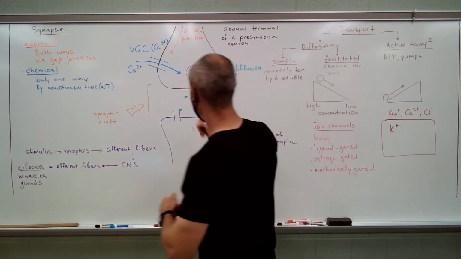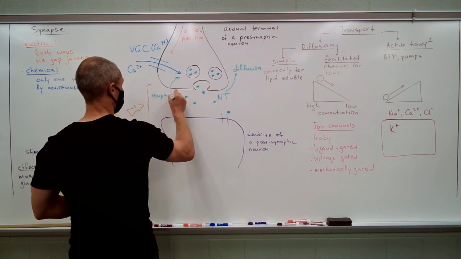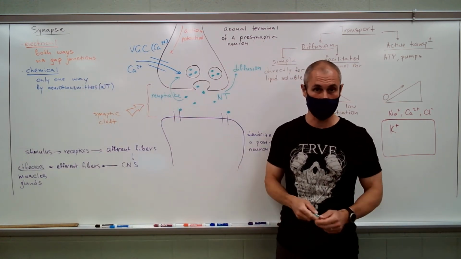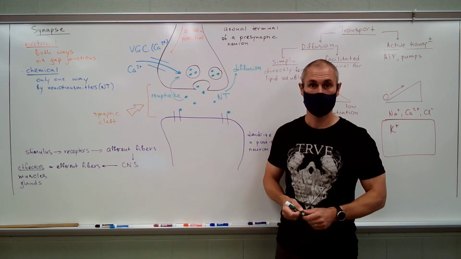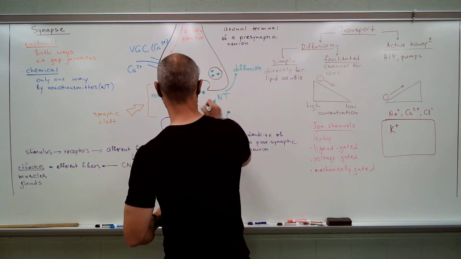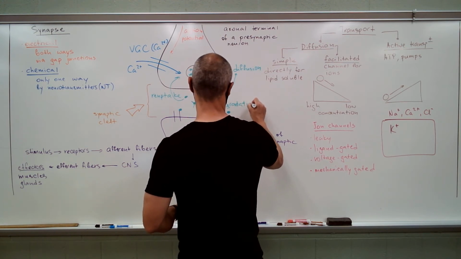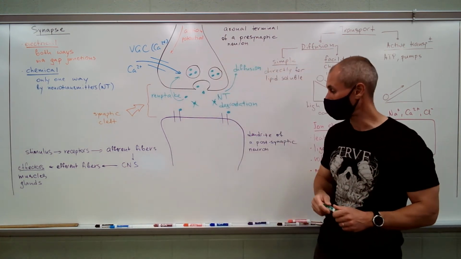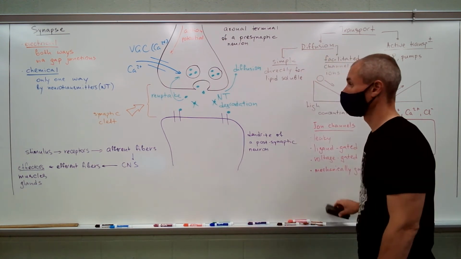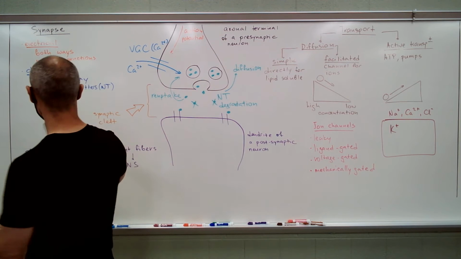Another way is to take it back. It's called reuptake. Okay? Also pretty straightforward. And the third way to terminate the actions of neurotransmitter is degradation, enzymatic degradation. Okay? So far we good? Oh, awesome.